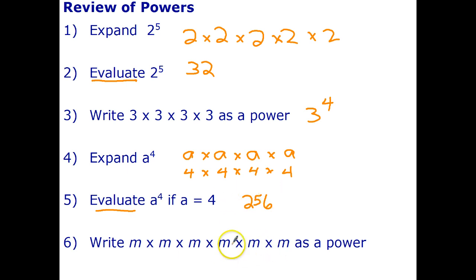And once again, if we have something written in the expanded form, 1, 2, 3, 4, 5, we have 6 m's multiplied together. That can be written as m to the power of 6.